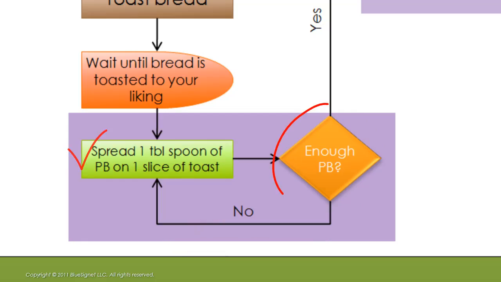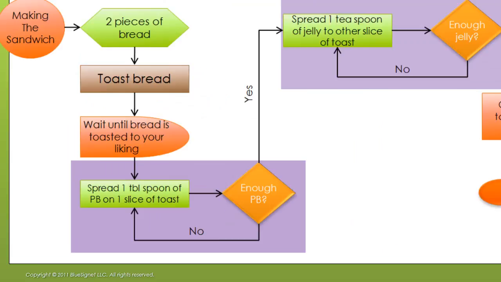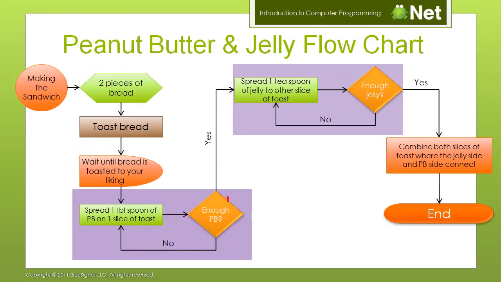Then we decide, is this enough peanut butter? Absolutely not. No, keep it going, baby. I want the whole jar on there. So after we iterate through this about 50 or 60 times, depending on your liking, we decide, is this enough peanut butter? Yeah, I guess so. For now. We're out of peanut butter. We can make another sandwich later. I guess it has to be enough. So yes, is the conclusion.